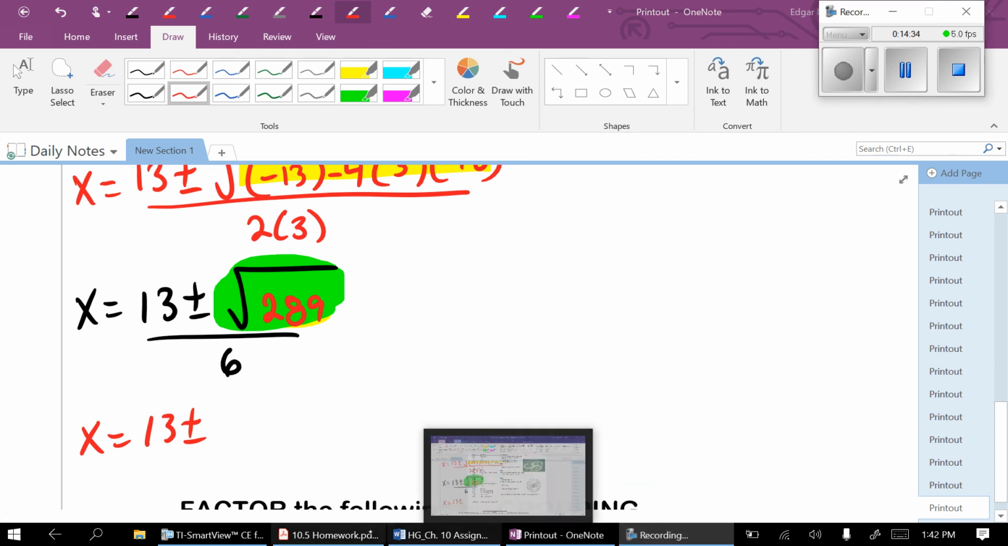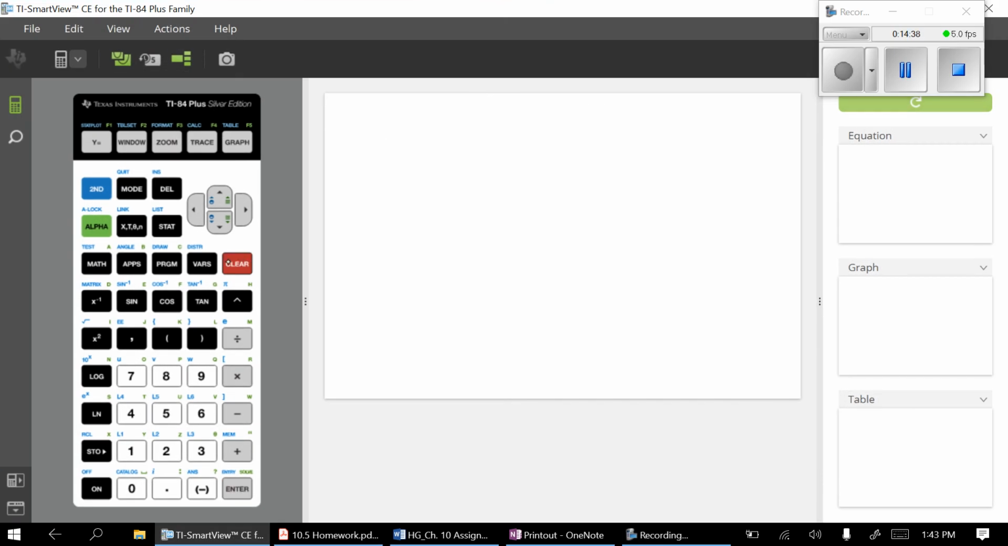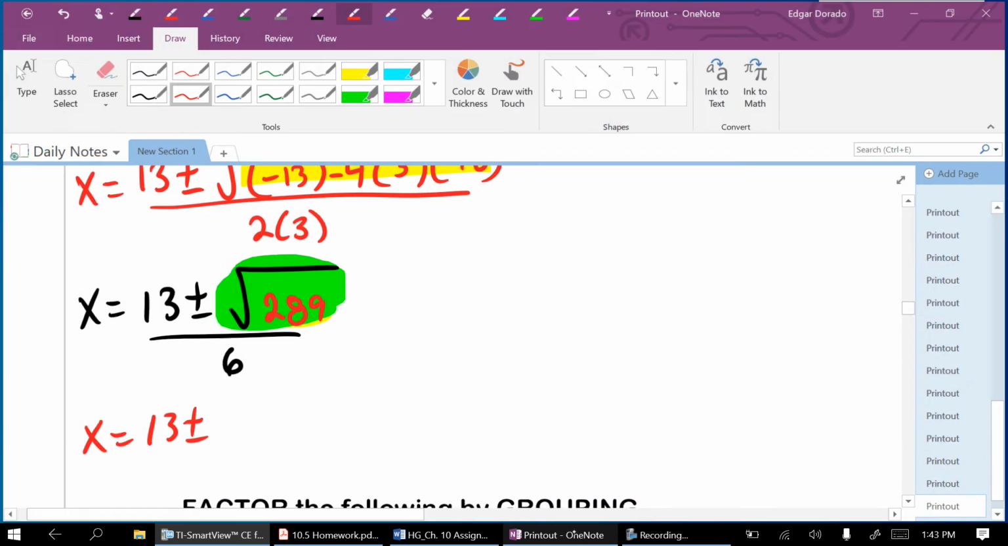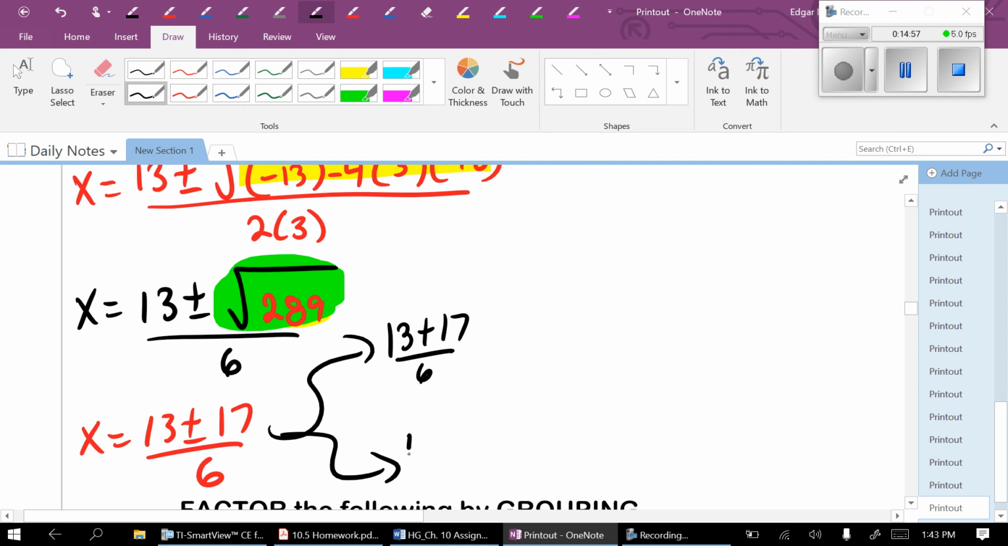If I type that into your calculator, if I can find it, here we go. We're going to get the square root of 289. 17. So, nice round number. That's helpful because when I separate this into two cases, I can find my two solutions. So either I'm going to get 13 plus 17 divided by 6, or 13 minus 17 divided by 6.